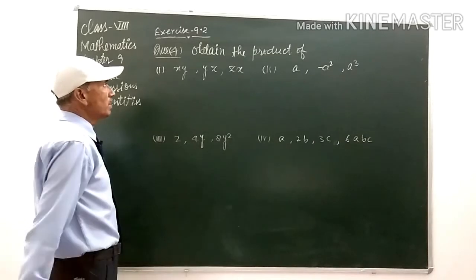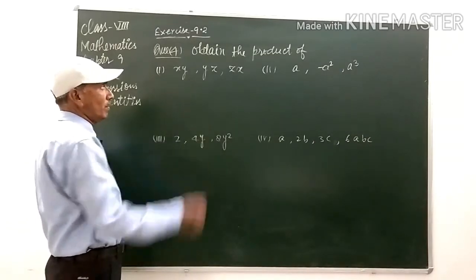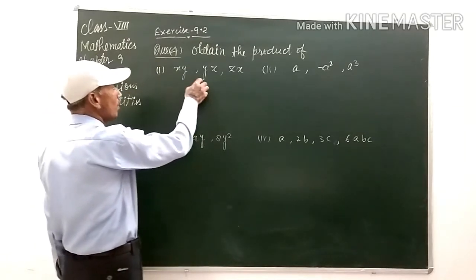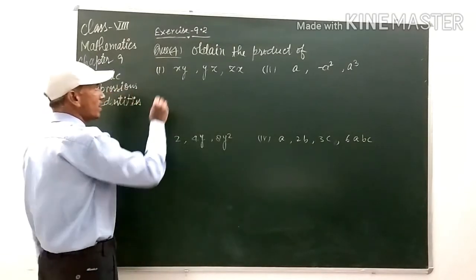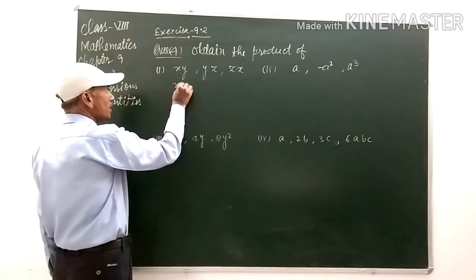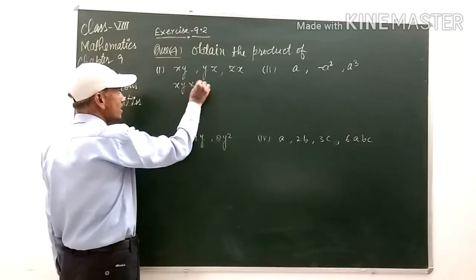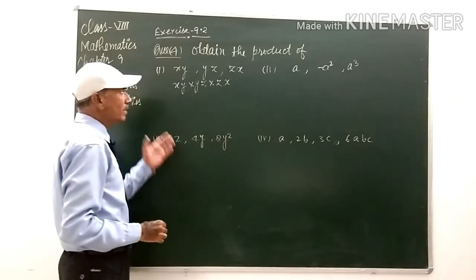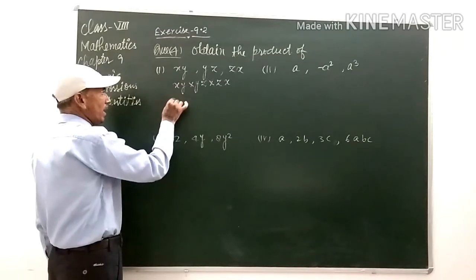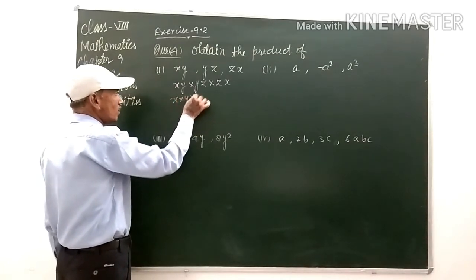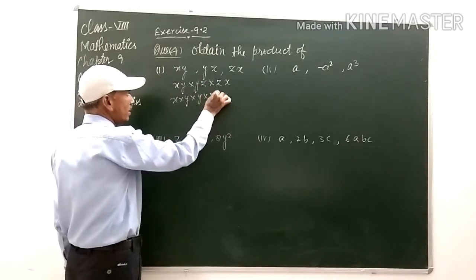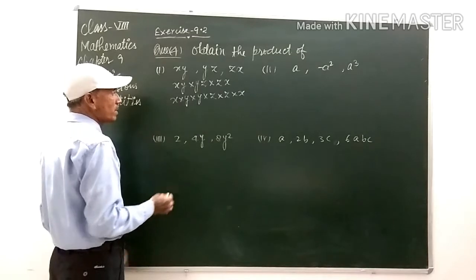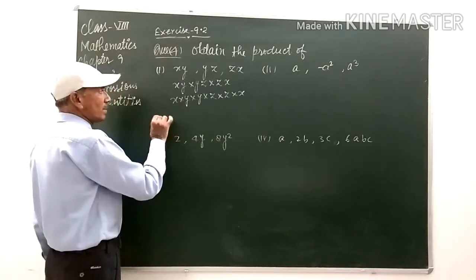And in this question you have to obtain the product of the following monomials. Okay students, so xy, yz and zx. First one, so multiply first xy into yz into zx. Okay students, now x into y into z into x. So separate the like terms from each other.